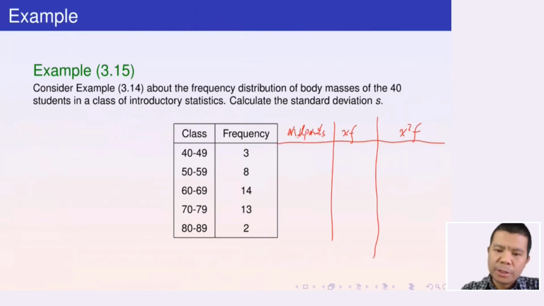Okay, so the midpoints here are 44.5, 54.5, 64.5, 74.5, and 84.5.